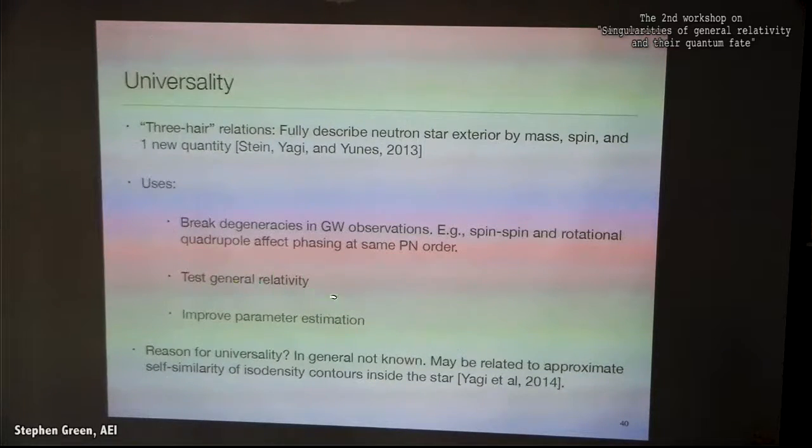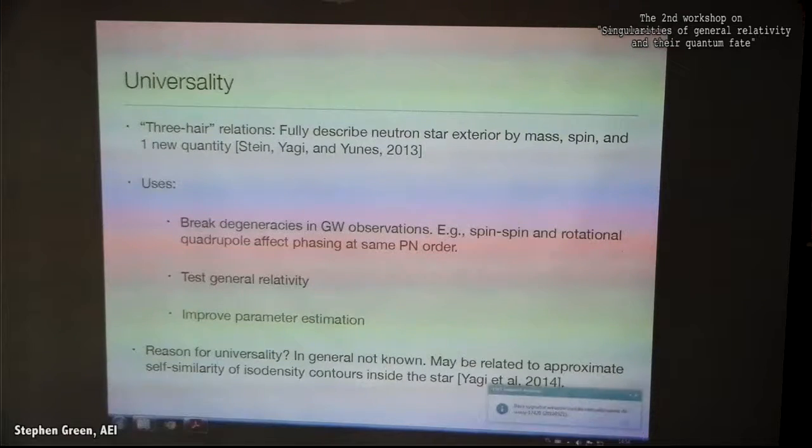We can test general relativity because if we could measure these quantities independently and find that they don't lie on that curve, then there's something wrong with our underlying model. And also we can improve parameter estimation if we can rewrite some of our quantities in terms of other ones. But the reason for universality is not really well known. Some people have done some work saying that as you move to higher compactness, there's some sort of self-similarity of isodensity contours within the neutron stars in the case where you have this universality holding. So it could be related to these things, but it's not really settled at this point.